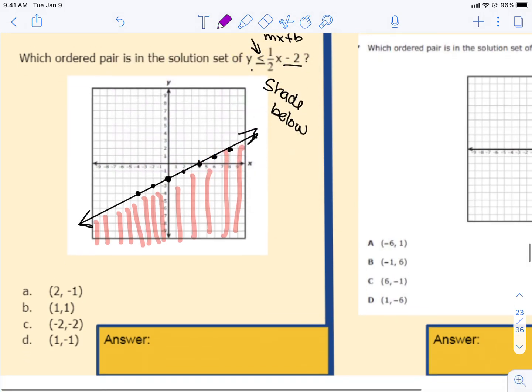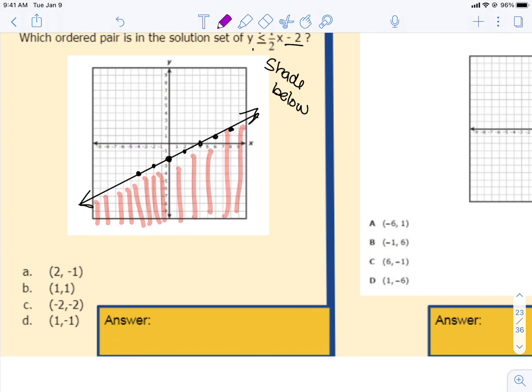So what we want to see again is which point is in the shaded area. Looking at it, I'm going to plot each point and see which one falls in the shaded area. So we have 2, -1. So 2, -1 is right here. That's point A. I'm just going to plot all of them and then we'll make our decision. +1, +1. That's B. -2, -2.